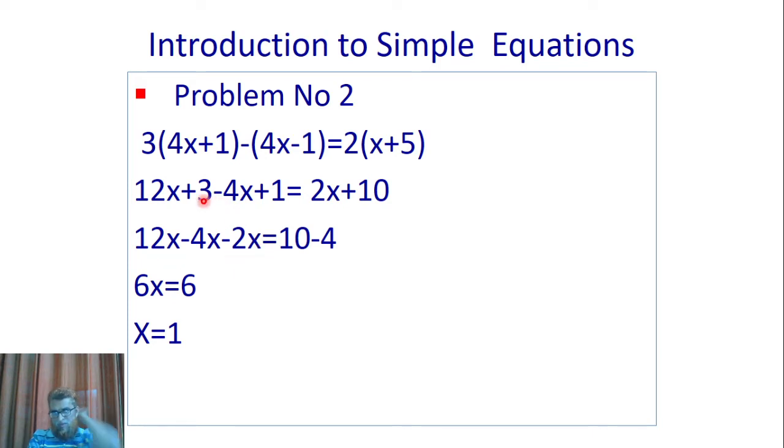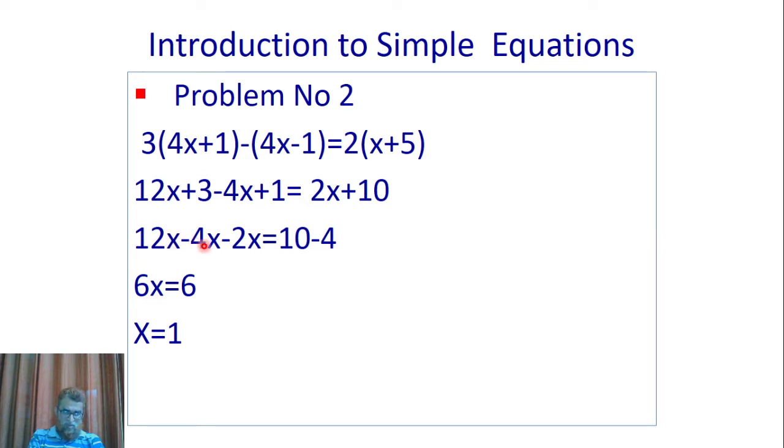Now we have here 3 and 1. How much is 3 and 1? 4. So this 4 is moved from left hand side to right hand side. Therefore 10 is retained here, and plus 4 will become minus 4. So 10 minus 4. So 12 minus 4 minus 2: what is the value? 12 minus 4 is 8. 8 minus 2 is 6. So 6x.